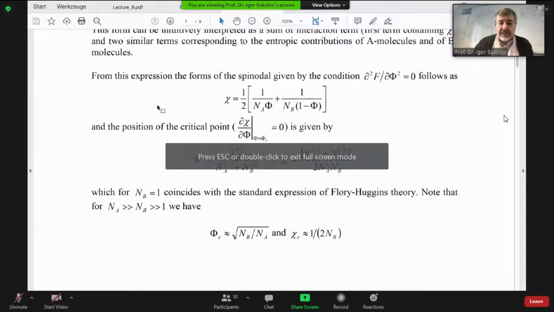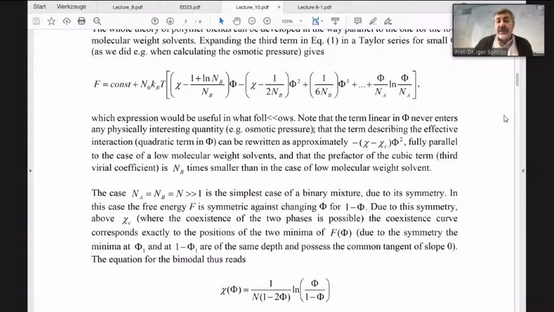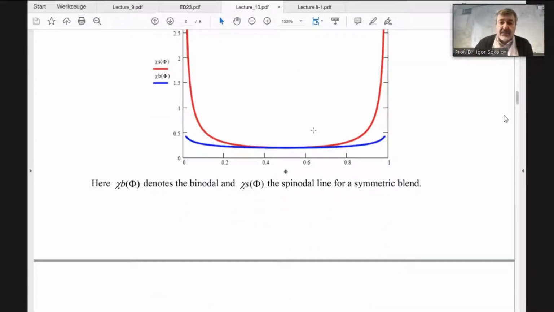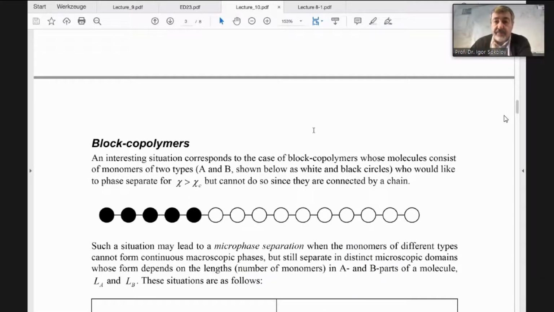And then we can easily obtain the result, which you will obtain in the homework, which is this. And then one can plot it and one sees what happens, and one can also see that the spinodal and binodal touch in the critical point and many other things. And these are really simple.